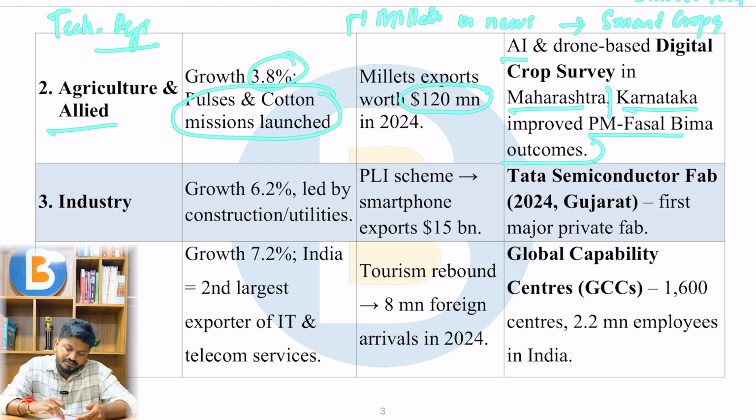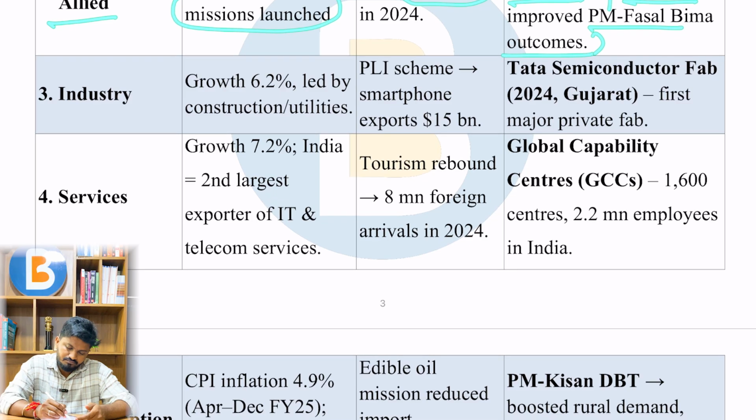Next, with respect to industry, growth at the rate of 6.2%, led by construction and utilities. In the PLI scheme, smartphone manufacturing has been included in the production linked incentive scheme, and smartphone exports have risen to $15 billion. So this shows the significance of the production linked incentive scheme.